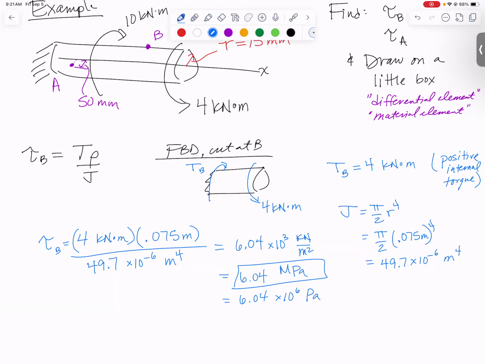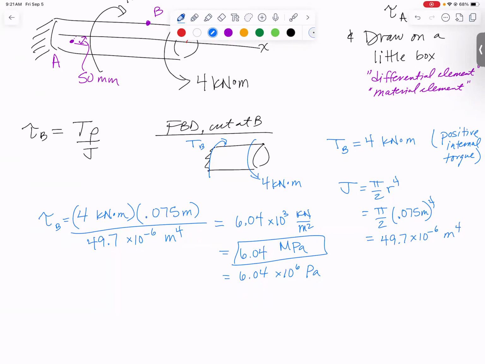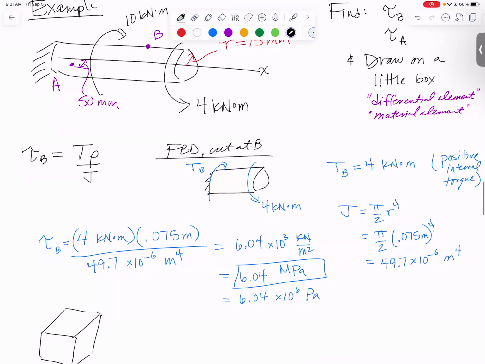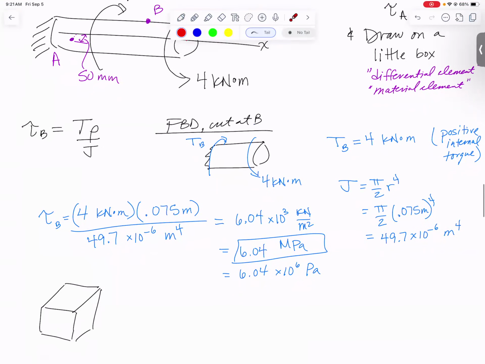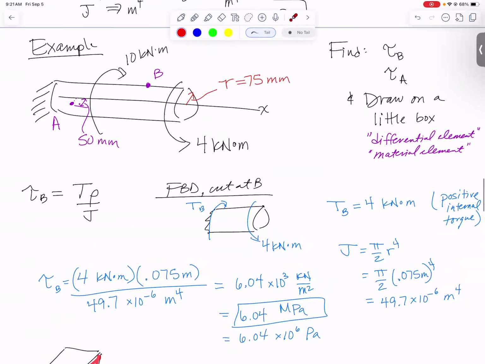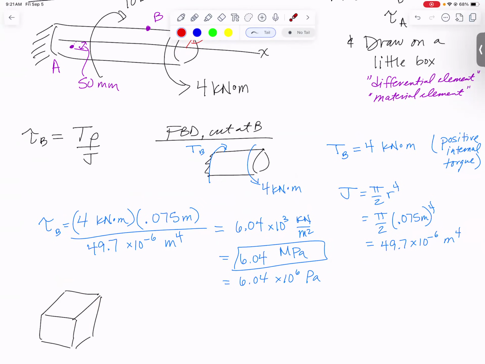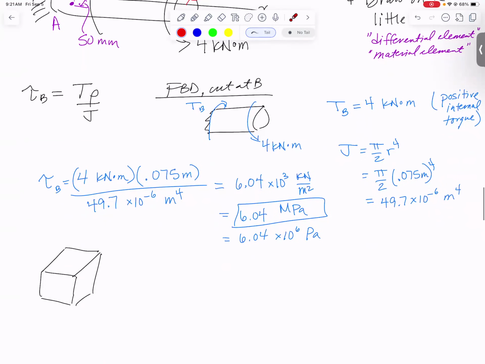Now we need to draw this on a little cube. To do these cubes, I like to start by trying to draw the cube in a similar perspective to the way the original picture is. So hopefully that kind of works. I want these edges to kind of be parallel to my x-axis and this face to kind of match the perspective of that face. So now this is for point B. I need to figure out which sides of this to draw arrows on.